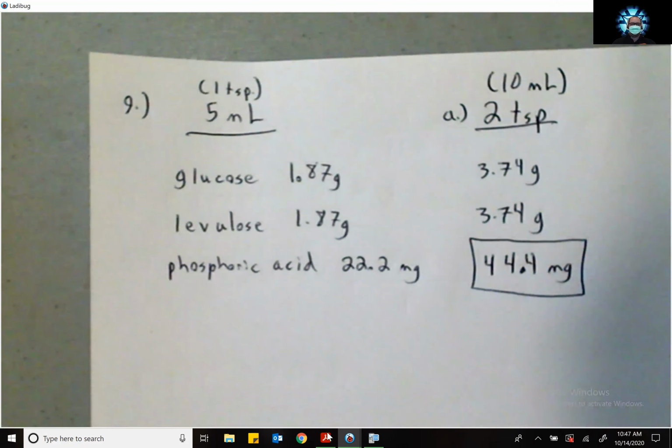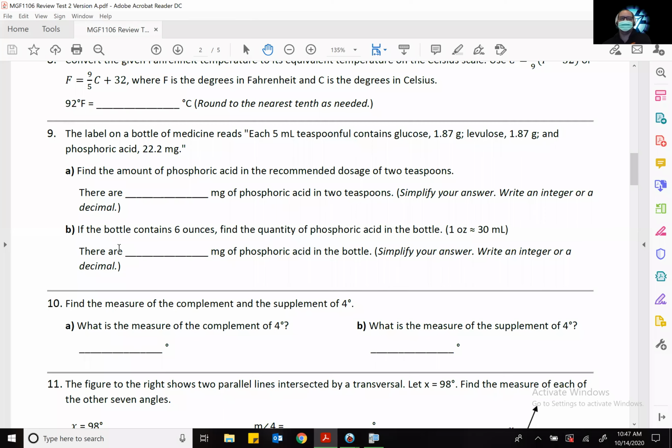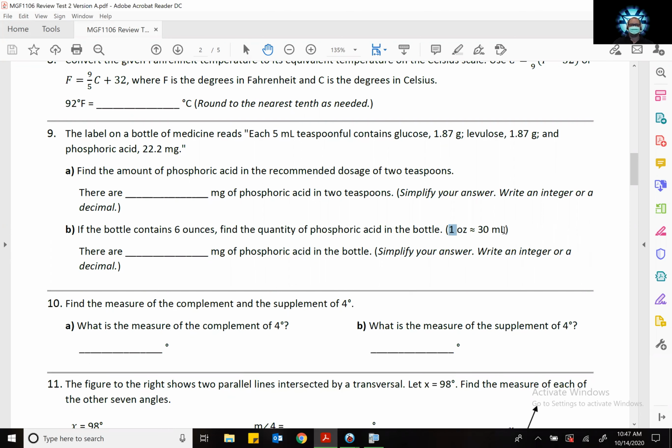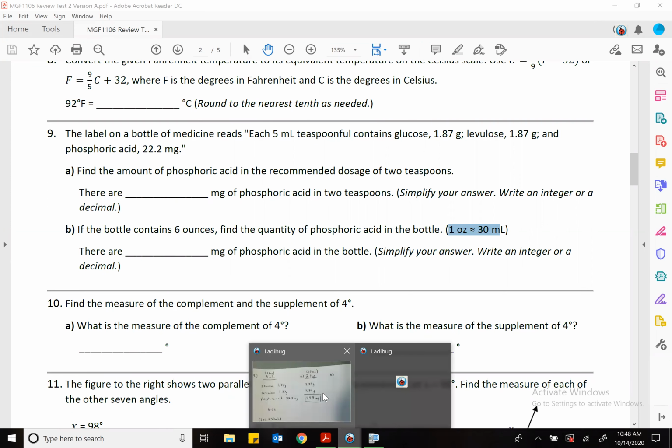All right, now part B. Part B says if the bottle contains 6 ounces, they want to know how much phosphoric acid is in the bottle. And they give you a little hint right here with a conversion. So we definitely need this guy. 1 ounce is about 30 milliliters. Could you just multiply all those other answers by 3?